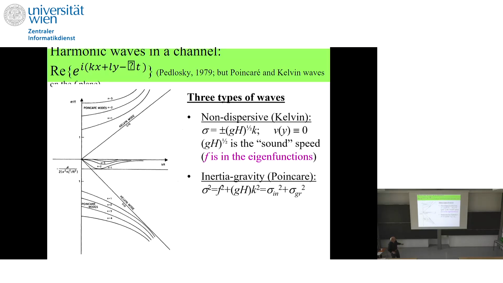The other wave types are these two fast waves. Okay? And the fast waves are called inertia gravity waves, or sometimes called Poincaré waves, especially if you come from France.